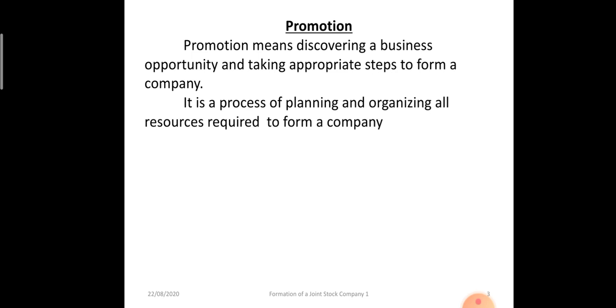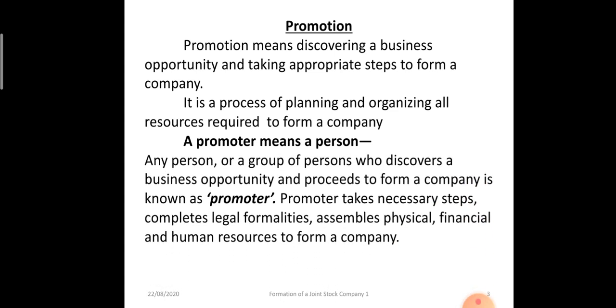Now, who is doing all these activities? Who undertakes or takes the pains to arrange all the resources, organize the resources, and do all the planning? The person or the group of persons are known as promoter. So we can say that a promoter is a person or a group of persons who have identified or discovered a business opportunity and are taking all the necessary steps for the formation of the company. So we can define that from the beginning. I am reading: any person or a group of persons who discovers a business opportunity and proceeds to form a company is known as promoter.